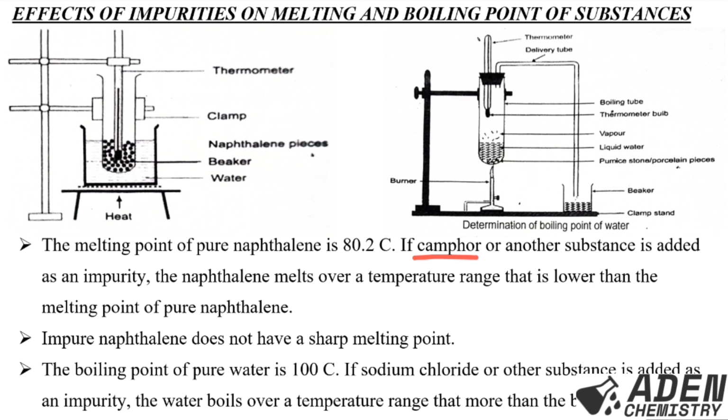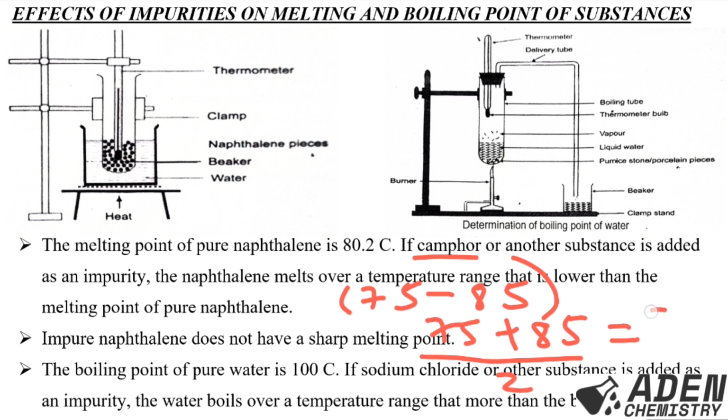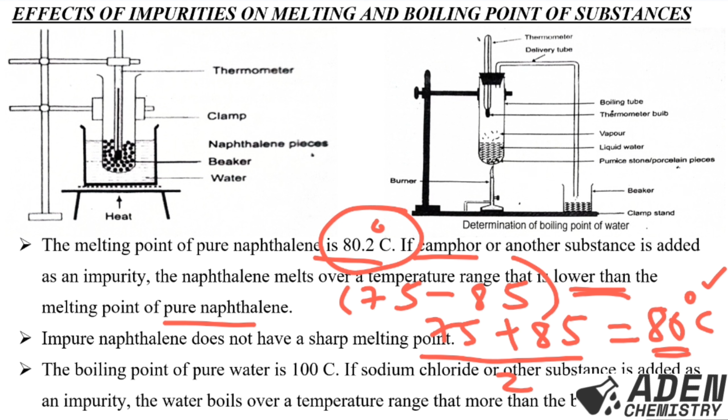For example, it may have a melting temperature range of, say, 75 to around 85. What you are supposed to do is add the two temperatures, 75 plus 85, then divide by 2. Here we get 80 degrees Celsius. But the melting point of pure naphthalene is 80.2 degrees Celsius. So it is now melting over a temperature range which is less than the melting point of pure naphthalene. In our case we have 80, but it's supposed to be 80.2. That's what we mean.